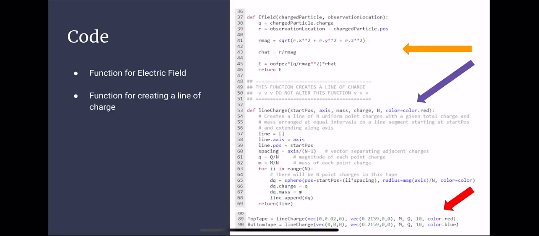From this point, I was able to walk through the code to look at each piece of the model. The first piece of the model utilized my previous function for calculating electric field and is labeled by the orange arrow. The next piece involved a function to create a model for the tapes as line charges and is labeled by the purple arrow. The lines of my code that utilize this function and created the tapes are labeled by the red arrow.